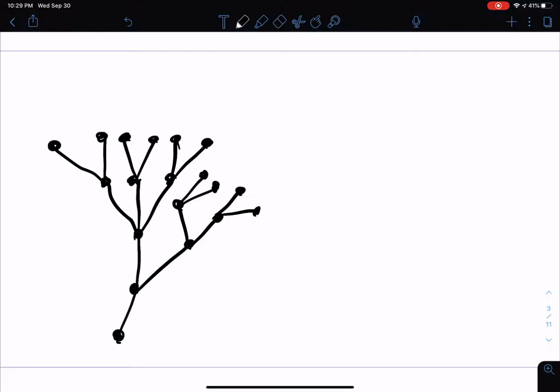Here's another one. I'll sketch another tree just so you can see what they look like. This one has vertices A, B, C, D, E, F.